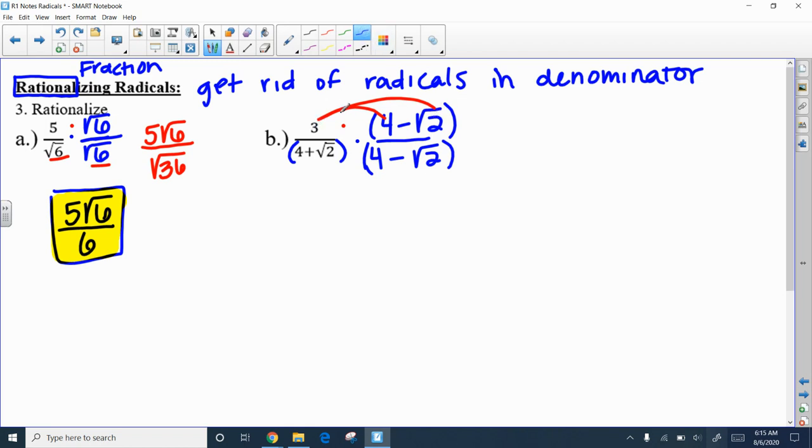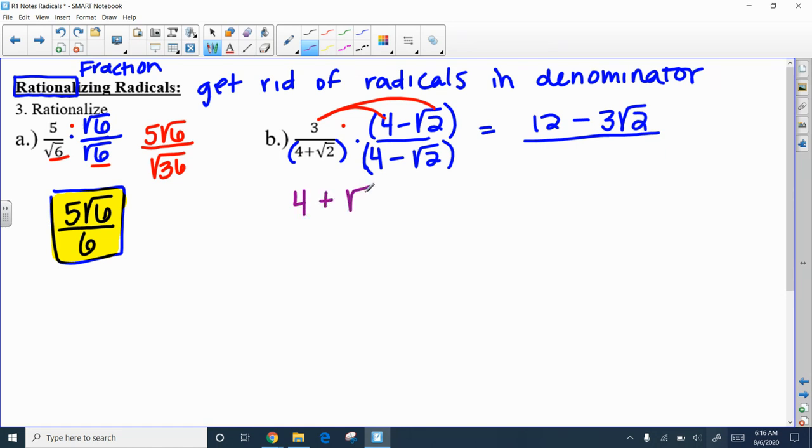So if I distribute that, 3 times 4 is 12 minus 3 times square root of 2, which I would just write as 3 square root of 2. So that's what we have on the top. Now let's do the bottom. I'm going to use this space here to multiply these together. You can also use the box method. A lot of people prefer the box method. Maybe that's what we'll go ahead and use here.